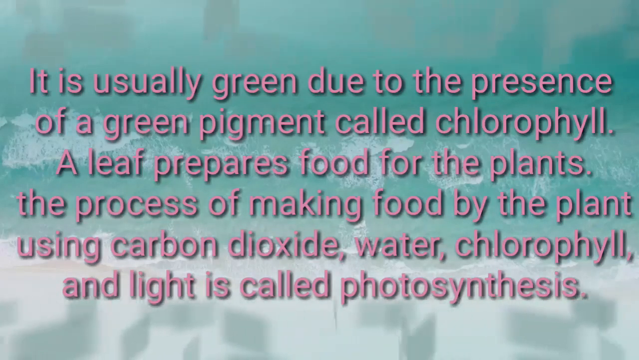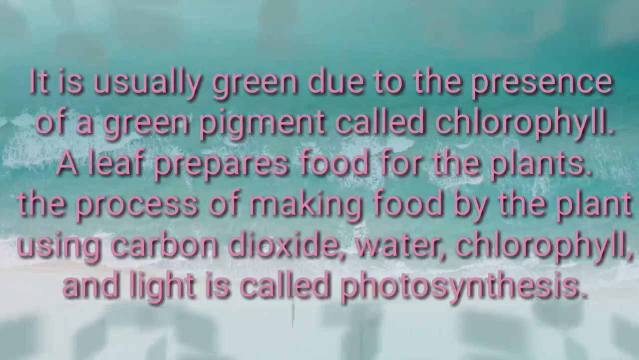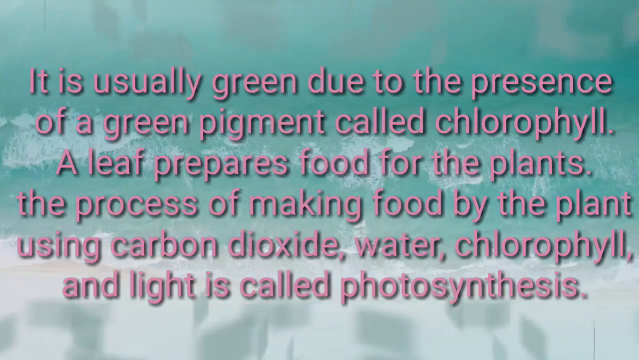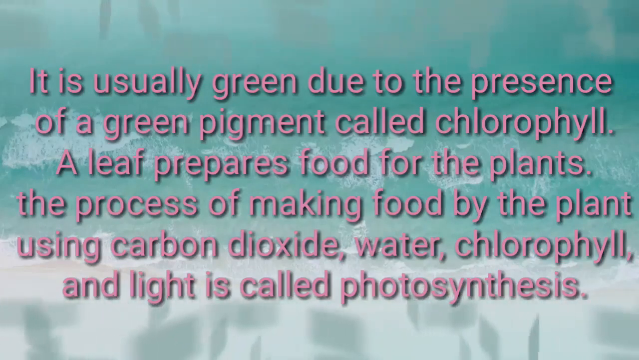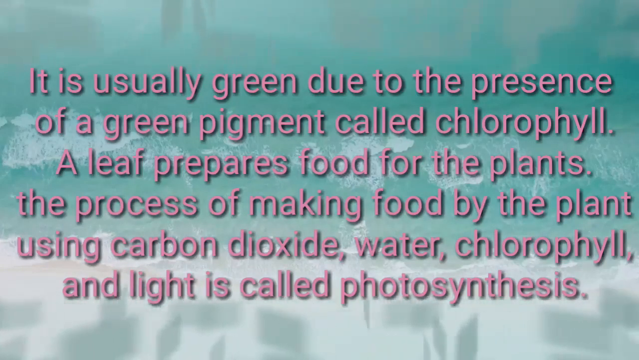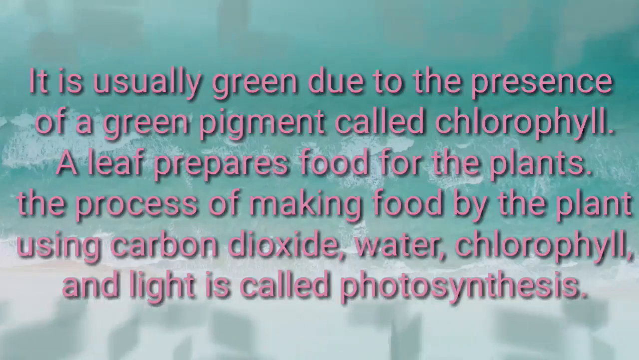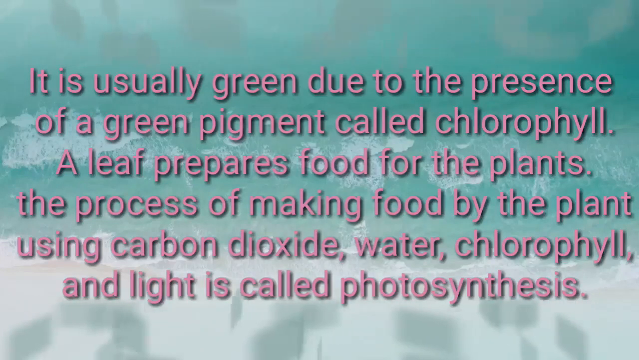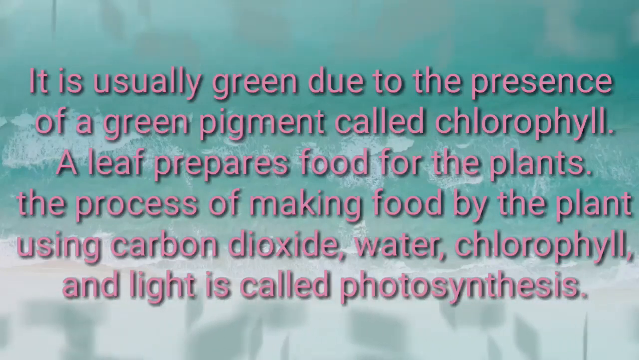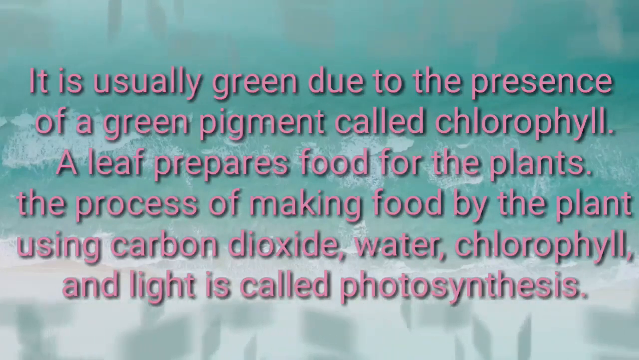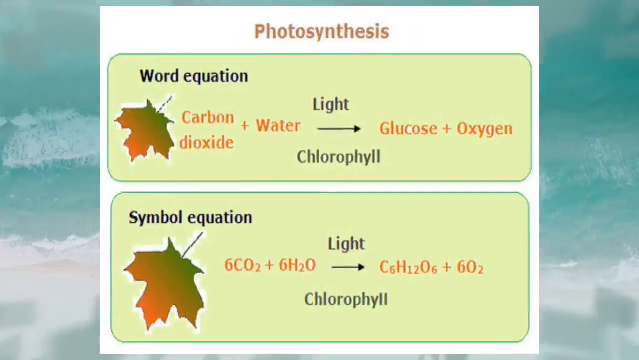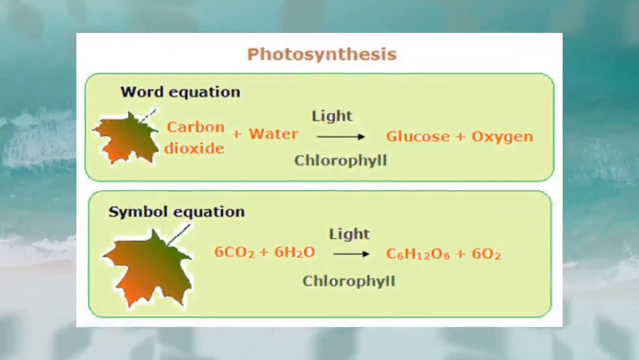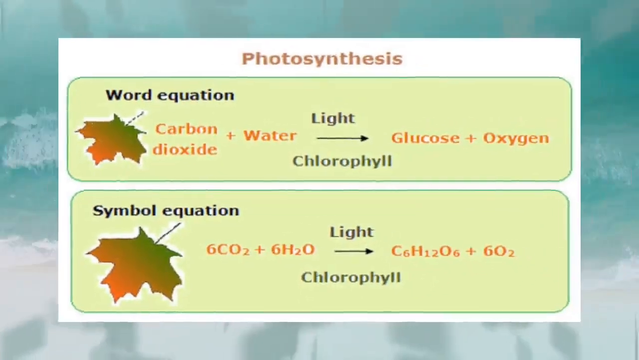Plants store food in leaves, fruits and stem in the form of starch. Now here see the chemical equation of photosynthesis. The equation shows the process of photosynthesis.